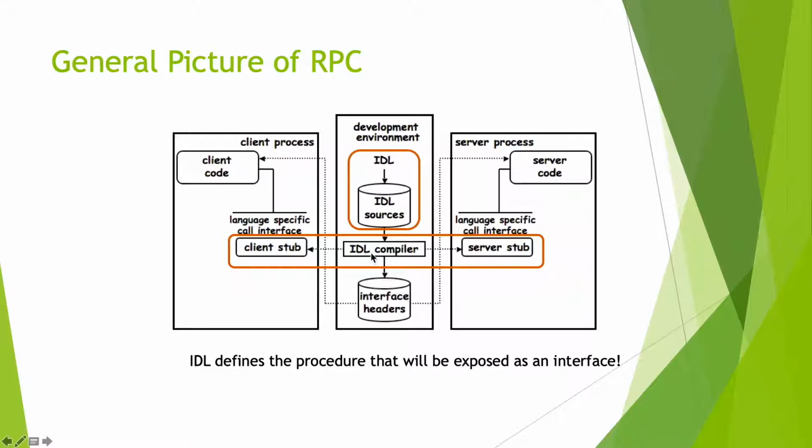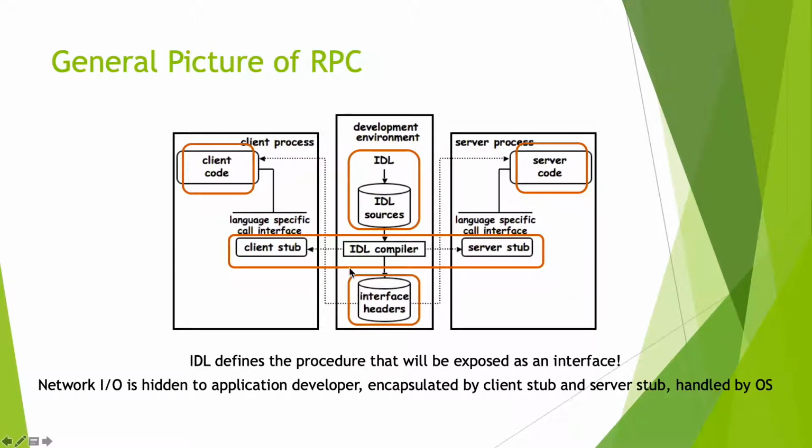The IDL compiler will generate the client stub and server stub for you, which are all language specific. It also generates some interface headers for the client side program and the server side program to invoke. The IDL defines the procedure that will be exposed as an interface, and the network I/O is hidden from the application layer, encapsulated by the client stub and the server stub. The communication will be handled by the operating system.